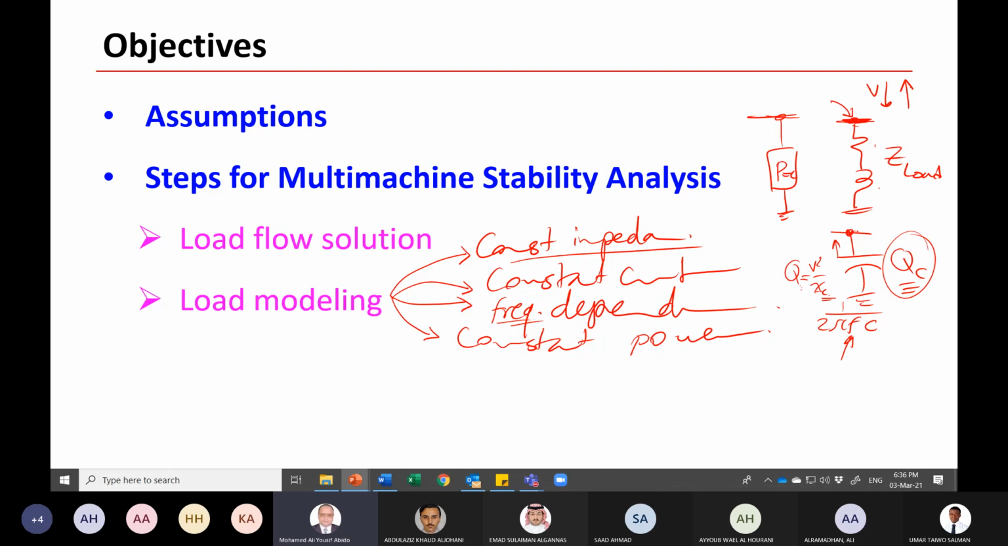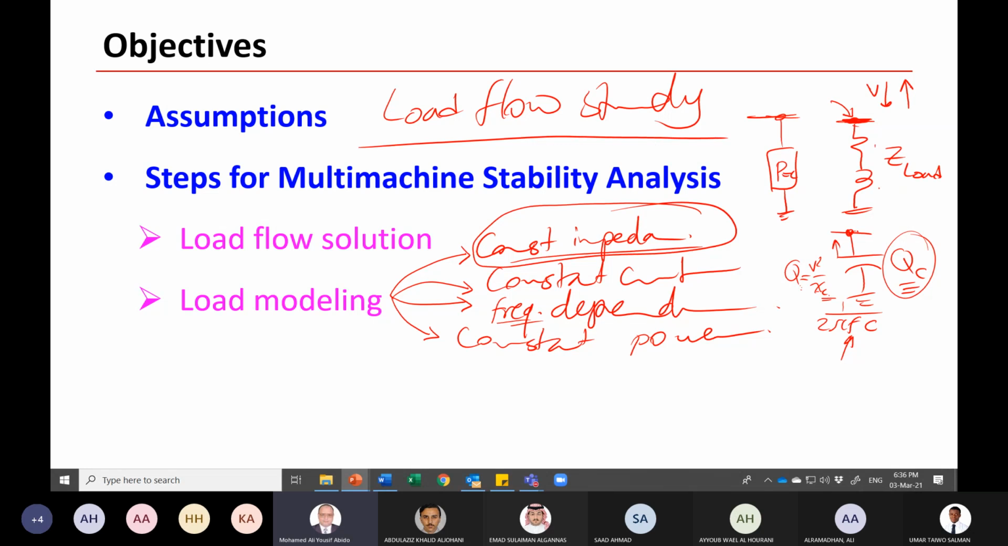So in stability study, usually we use the constant impedance representation. Okay, let me ask you, and I need an answer. In load flow study, how did you represent the load?